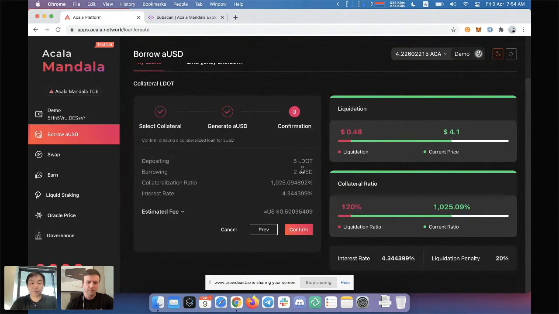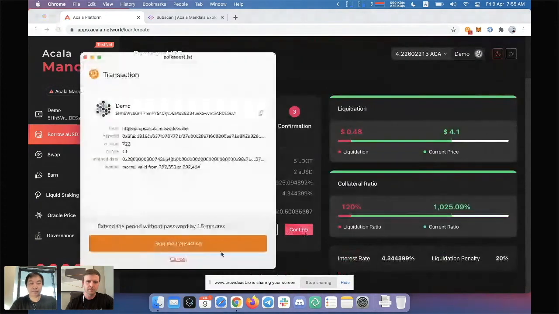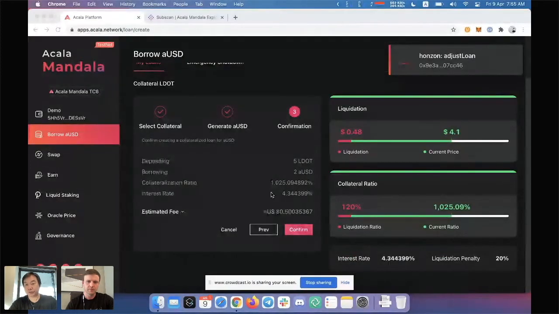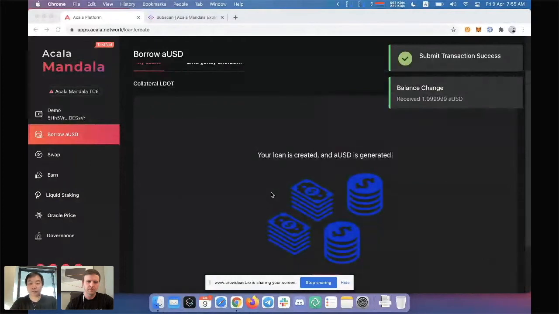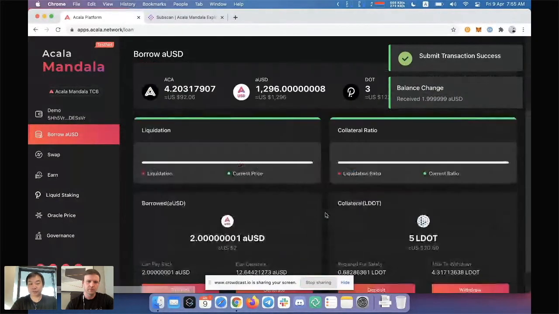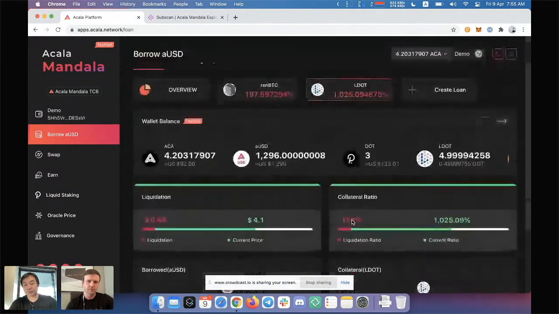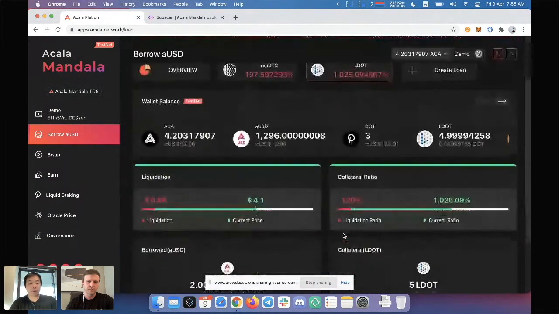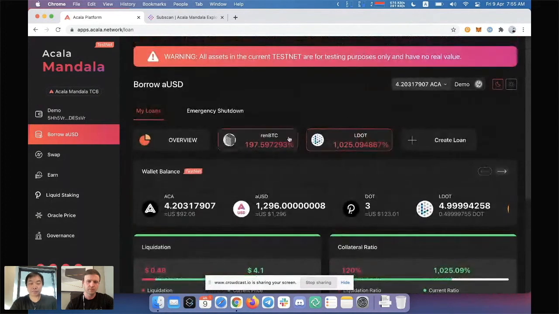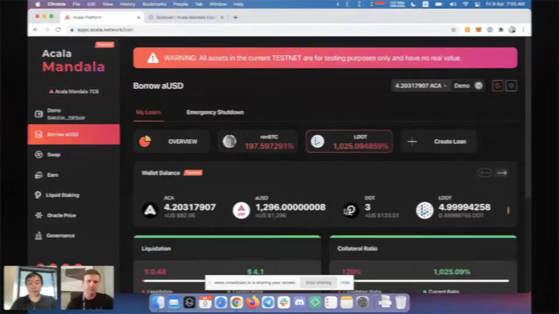At the final confirmation stage, you go ahead and confirm all the numbers and press confirm. This is how you open a long position. I just created a loan using my LKSM and received $2. If I now go back to the interface, I have two positions open, one with Bitcoin and one with LKSM, and I've borrowed a few thousand dollars against both LKSM and RMBDC.